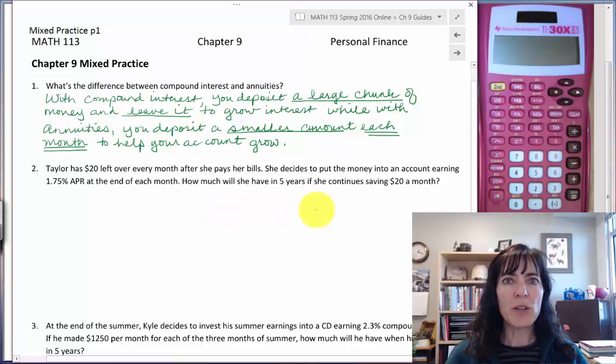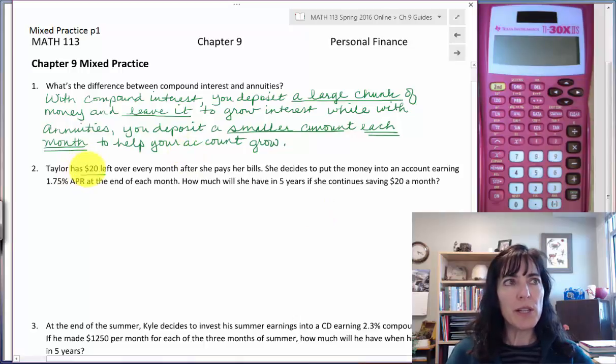Taylor has $20 left every month after she pays her bills. She decides to put that money into an account earning 1.75% APR at the end of each month. How much will she have in 5 years if she continues to save $20 per month?